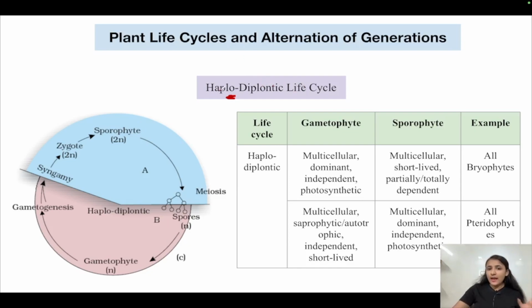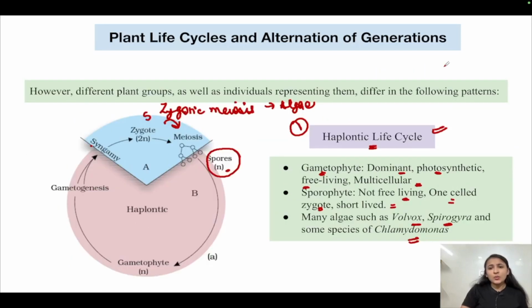But in general, in the haplo-diplontic life cycle, both the sporophytic stage and the gametophytic stage are multicellular. Up until now, in the haplontic life cycle, we saw that the sporophytic stage was single-celled. The zygote was the single-celled sporophytic stage. Beyond the zygote, meiosis happens, and no multicellular sporophytic stage is seen. The gametophyte stage we studied there was the multicellular stage.